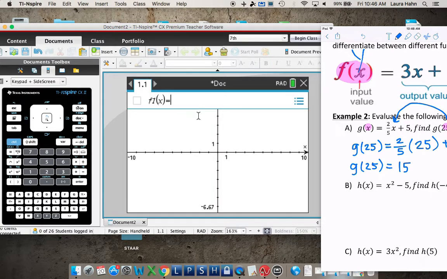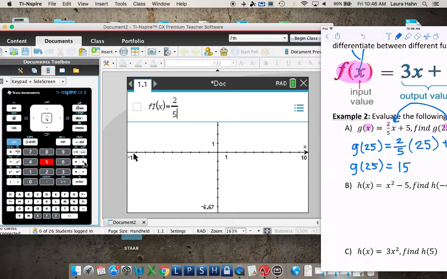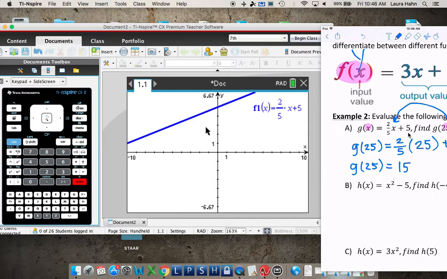Okay, if you're going to use the graph to evaluate it, you're going to graph this guy right here. Notice that it says f of x equals, same thing as g of x. So all I'm going to type in is this 2 over 5x plus 5. So I'm typing in exactly the equation that it gave me. That's the equation it gave me. Click enter. All right, so there's the graph of that equation.